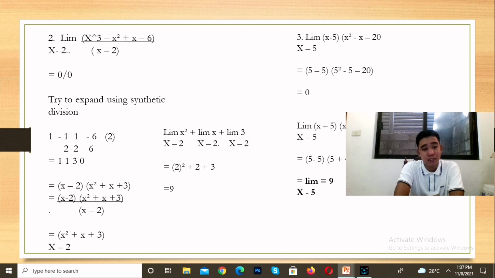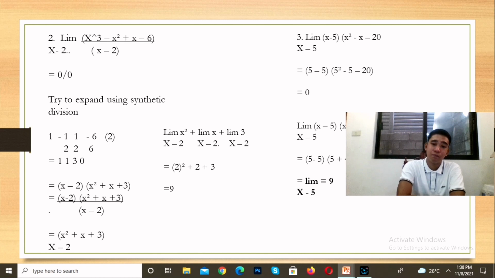So the final answer: x approaches 2, so now you take the limit. The limit of x squared plus the limit of x plus the limit of 3, as x approaches 2. Substitute 2 for all x: 2 squared plus 2 plus 3. The answer is 4 plus 2, 6, plus 3 equals 9.